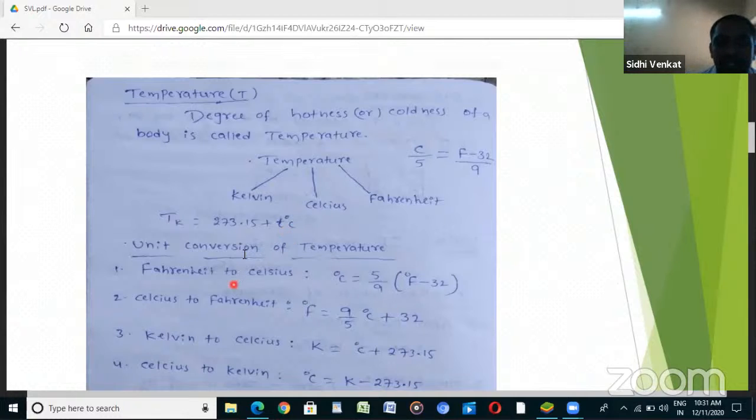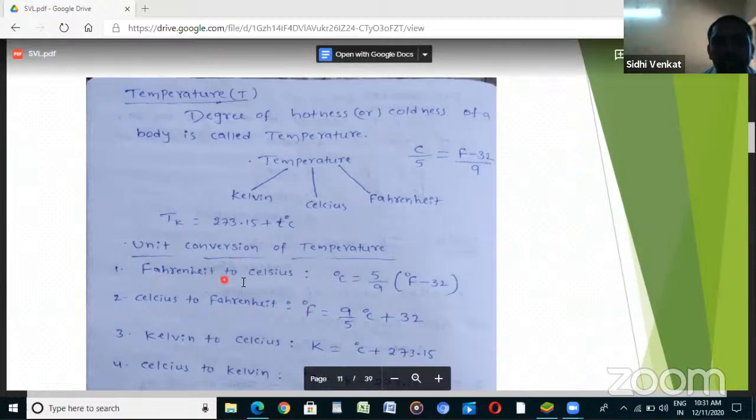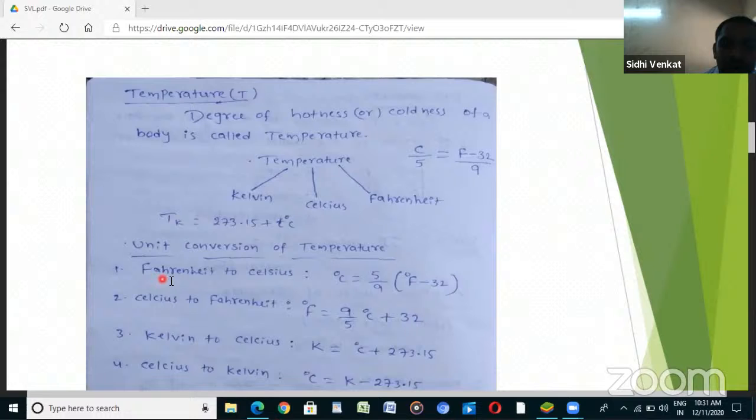Here unit conversions of temperature, student. What is the first one? Fahrenheit to Celsius. Celsius degree equals 5 by 9 into F minus 32. Here look at this formula. Fahrenheit to Celsius. We remember that C equals, cross multiply, 5 into F minus 32 by 9.